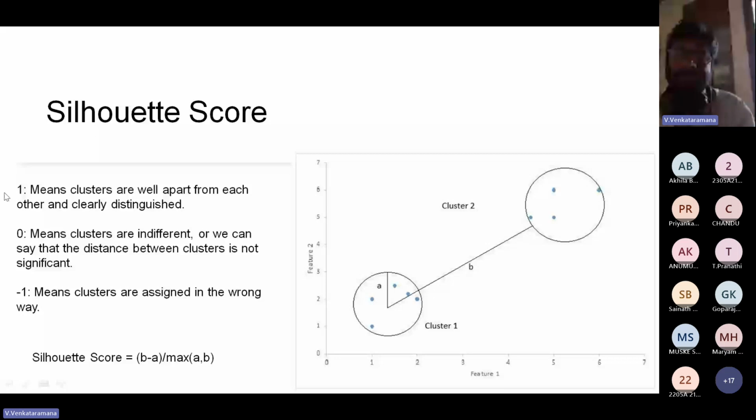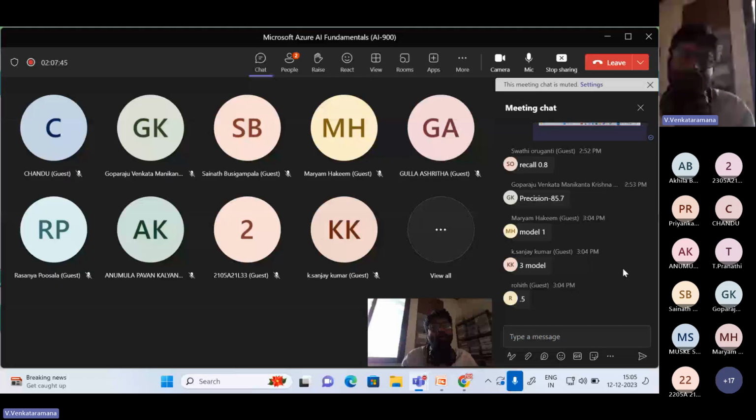So this is the thing about the clustering problem. Clustering problem completed, metrics completed, score completed. Now we move to deep learning.